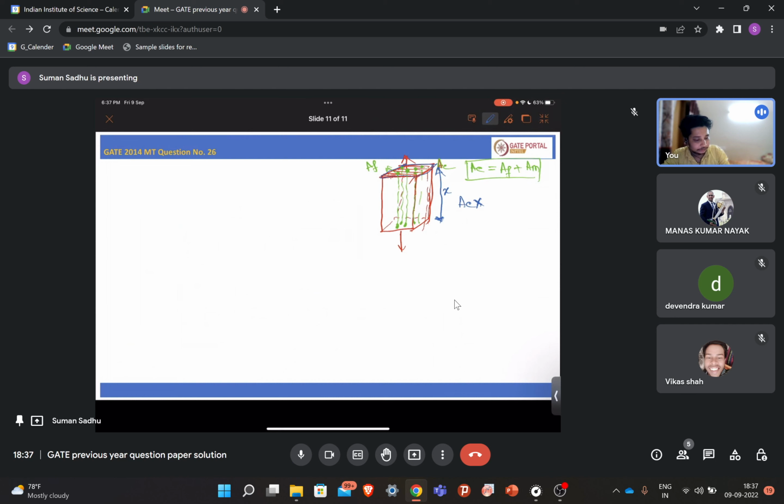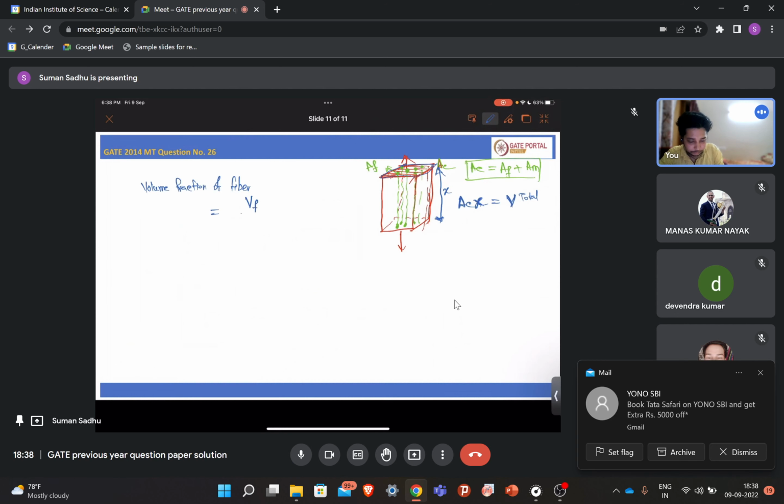So AC into X will be your total volume, right? Now what will be the volume fraction of the fiber? Volume fraction of the fiber means the volume of the fiber divided by the total volume, right?